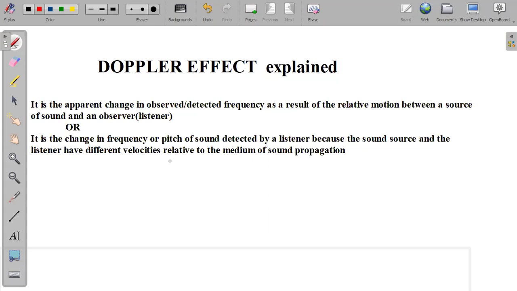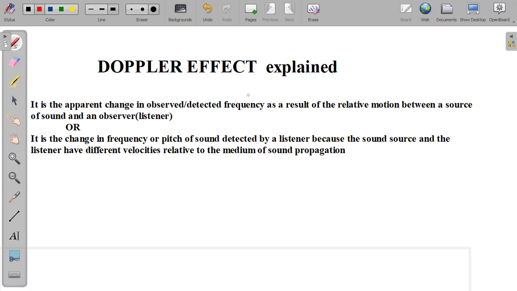So today we want to talk about the Doppler effect, all right? We are defining it as the apparent change in observed or detected frequency as a result of the relative motion between the source of sound and the observer or the listener. So basically, why the observer or the listener?